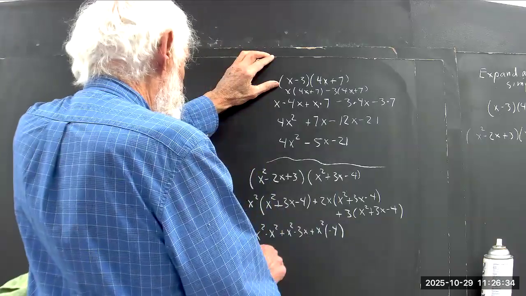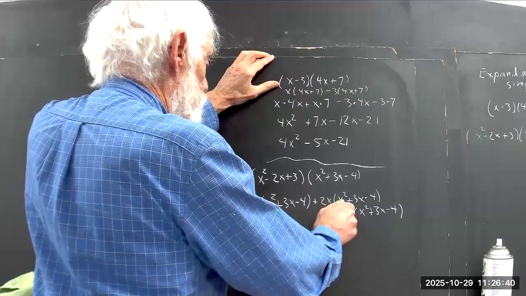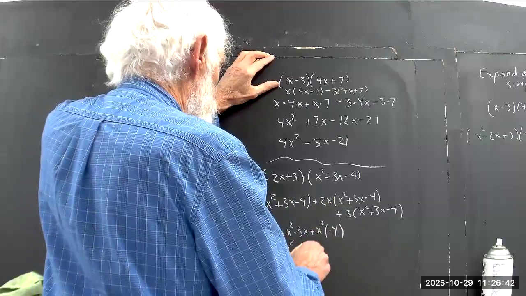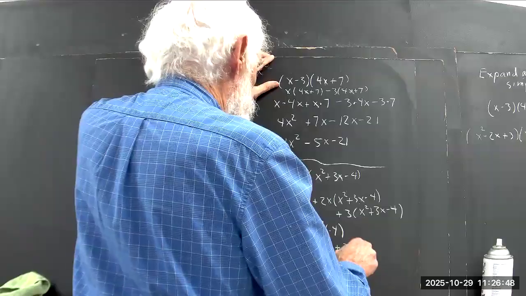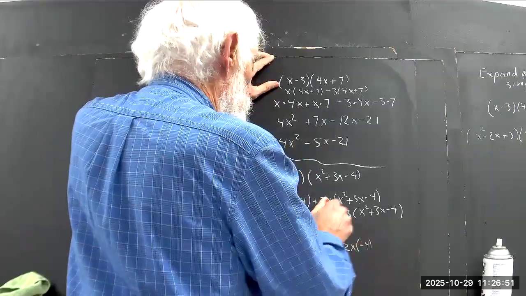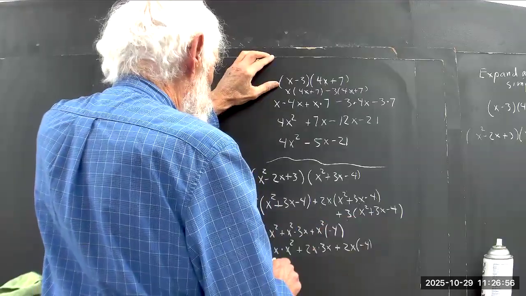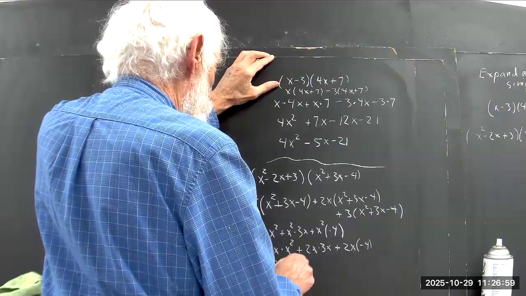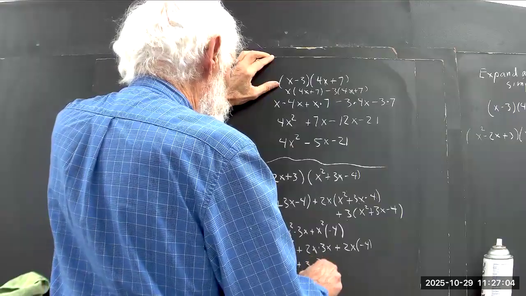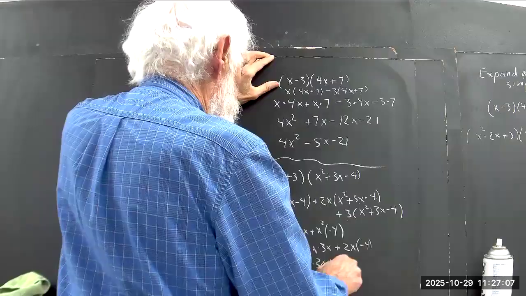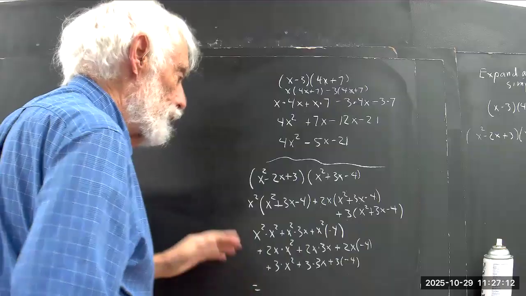And then it's plus 2x times x squared, 2x times 3x, and 2x times -4. And then plus 3 times x squared, plus 3 times 3x, plus 3 times -4. Now, you don't have to write it out like this if you got plenty of room across your paper.